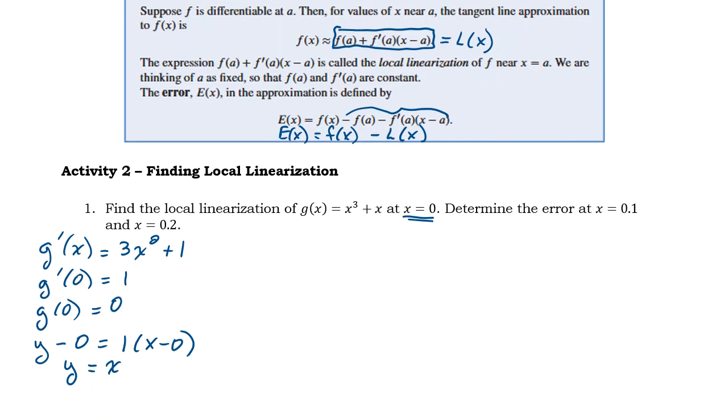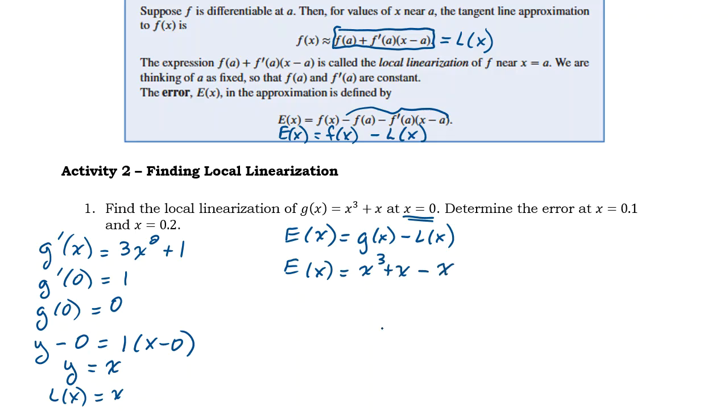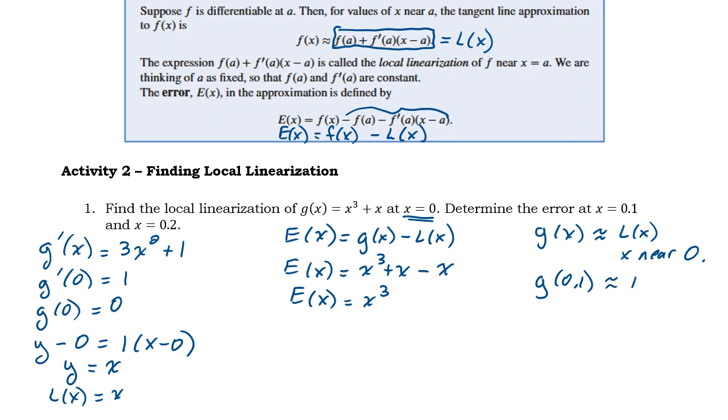All right, so for our function down here, our L of x is x. So the error is going to be g of x minus L of x. The actual value of the function at x would be given to us by x cubed plus x, and our approximation would just be x, and that comes out to be x cubed. So what we're saying is g of x is very close to L of x for values of x near 0. So g of 0.1, which is near 0, is really close to L of 0.1. Well, L of 0.1 is just 0.1, because our L of x is just x. Let me make this an approximation. But since it's an approximation, there is some error there.